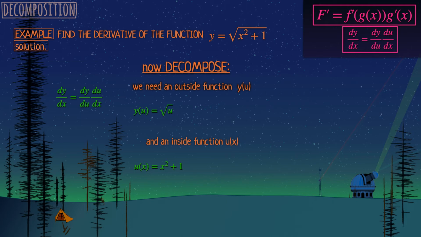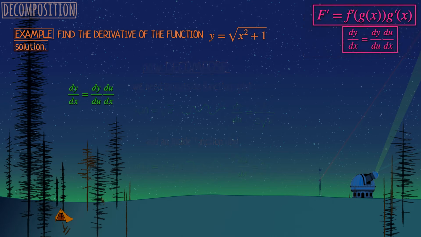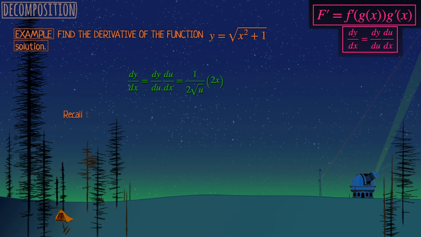So the derivative of y with respect to u is 1 over 2 square root of u. The derivative of u with respect to x is 2x. All we have to do is multiply them, and that's our derivative. And we're going to replace that u with what u is really equal to. So there's our derivative, and we can simplify a bit.